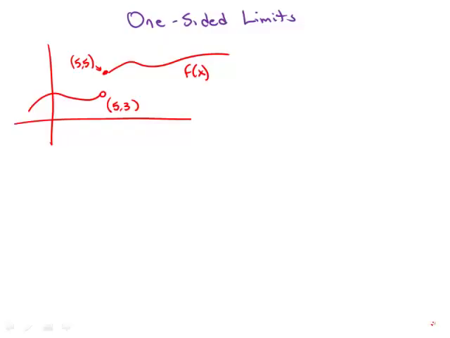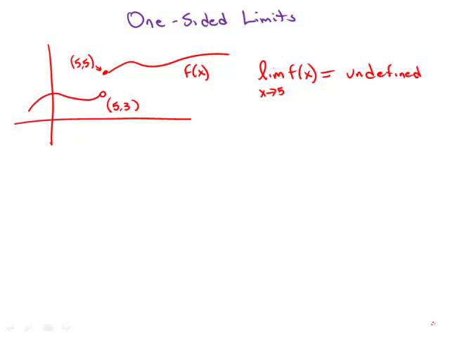Now suppose we take the limit of this particular function. It looks like it's approaching 3, but when we plug in, we get 5, and on the other side, it looks like it's approaching 5. So if we ask what's the limit as x approaches 5 of this function, it turns out that this limit is undefined. This limit does not exist.